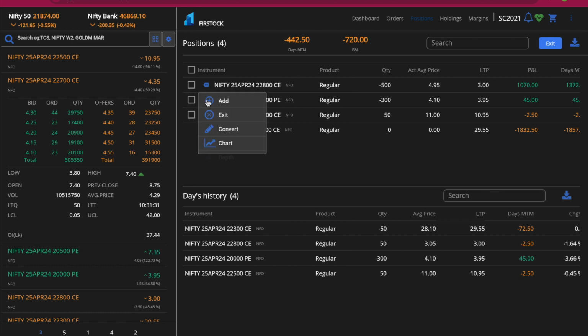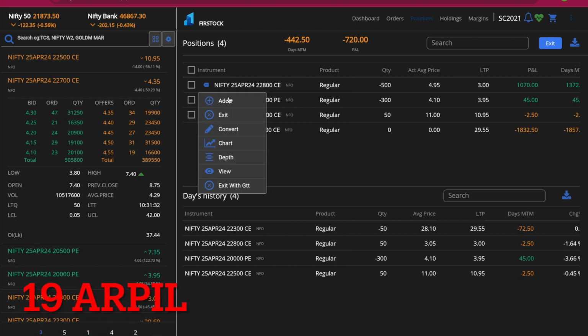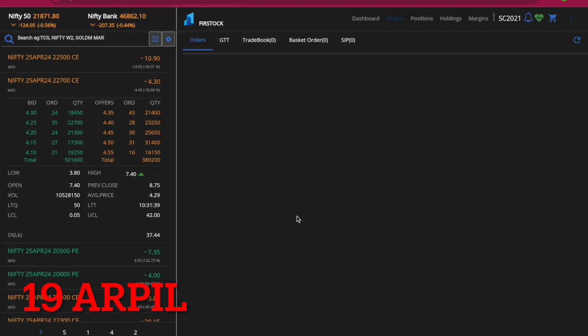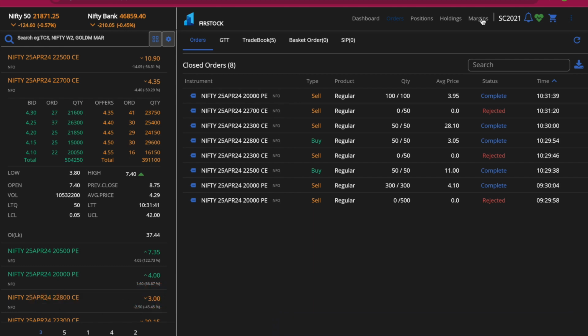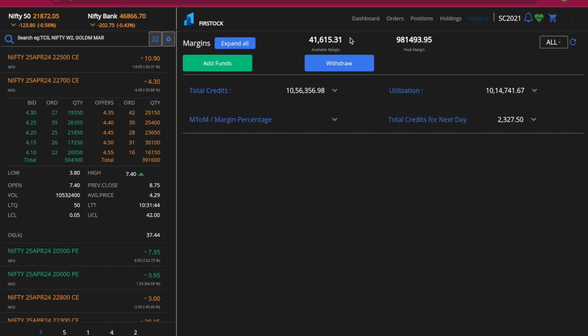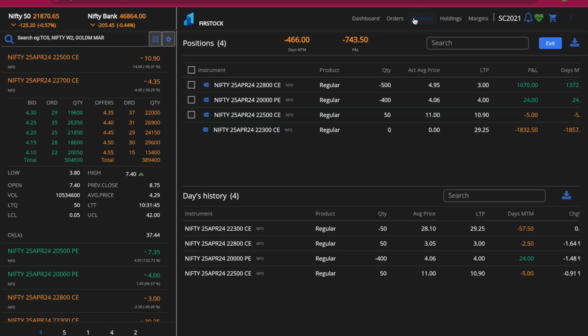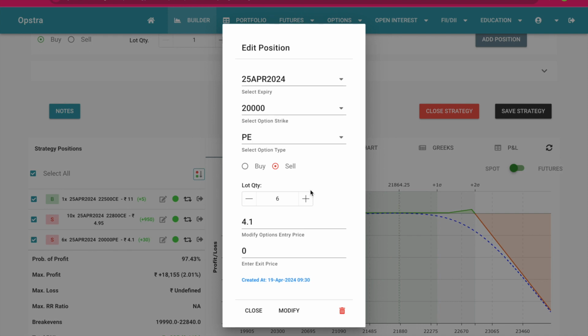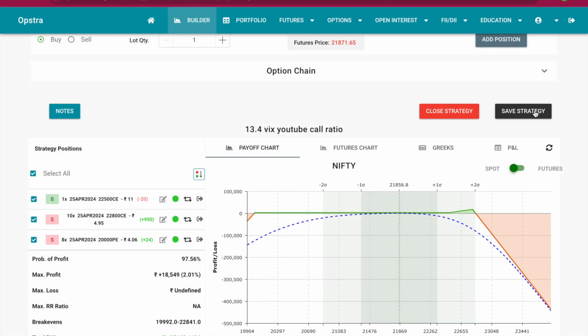What we can do for now, basically we can go with this. We can add this. Okay, let's try with 100 quantity. Yes, this is complete. Now check out the margins. 41,000. That's fine. So 4.06. We'll just increase this quantity. Just modify and we save it.